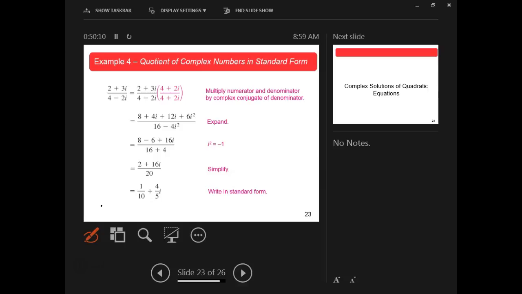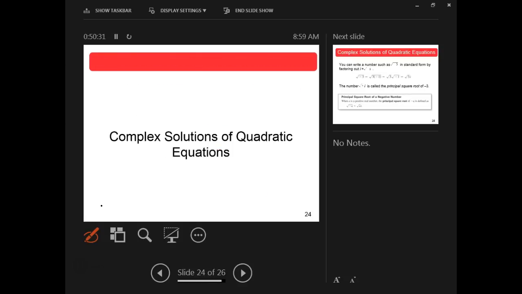Now to write it in standard form, this isn't quite standard form. You do 2 over 20, which is 1/10, plus 16 over 20, which is 4/5 i. So 1/10 plus 4/5 i. Real number plus real number times imaginary unit. That's standard. Don't sweat it. We're not going to have these, but you know.